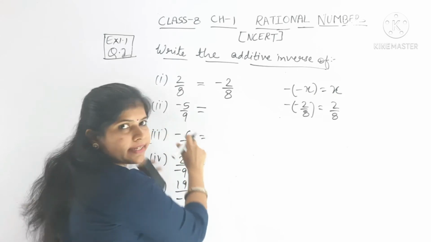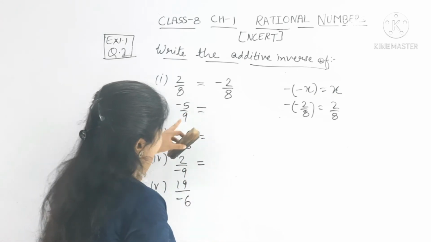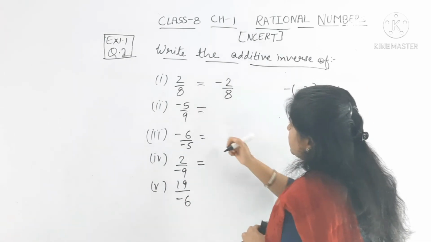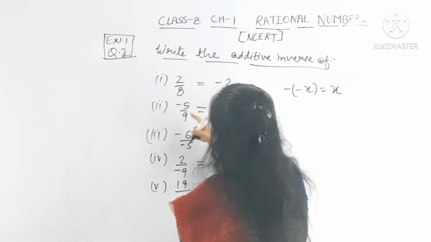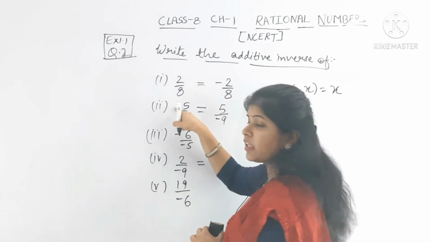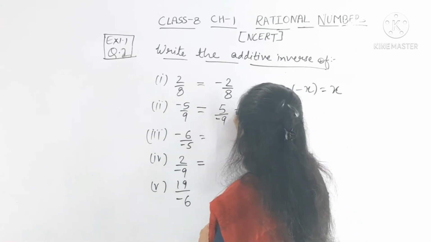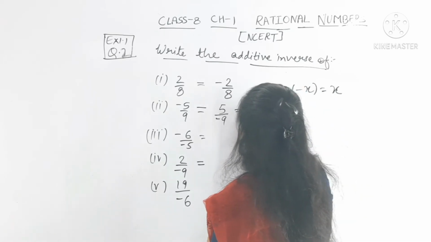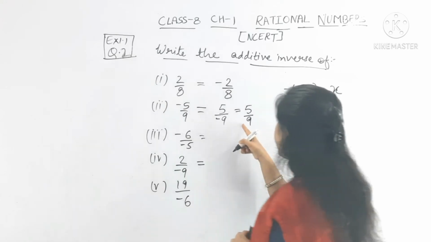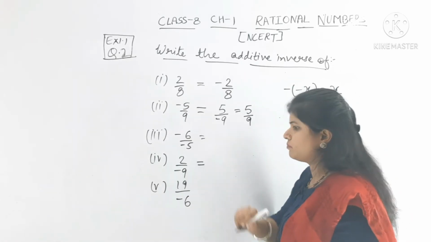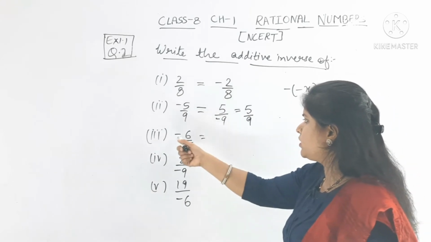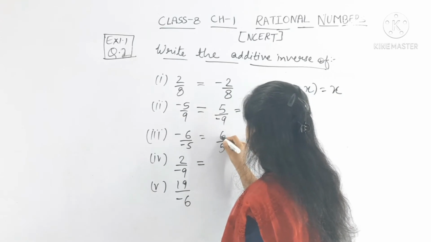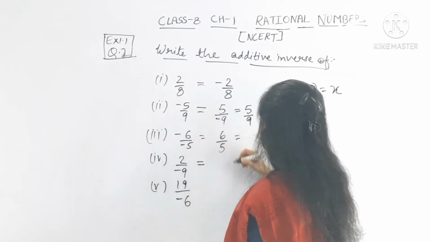Now come to the second part, that is minus 5 by 9. Here the negative sign will be inverted, that is it is in the numerator, so it will come to the denominator. Then for this we have to write the additive inverse. Here I get 5 by 9. Okay. Now the next is the third part. Here you can see minus minus is here. So we have to write like this, 6 by 5. Then what is?